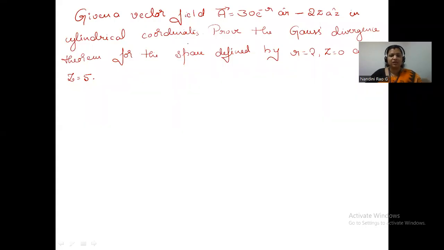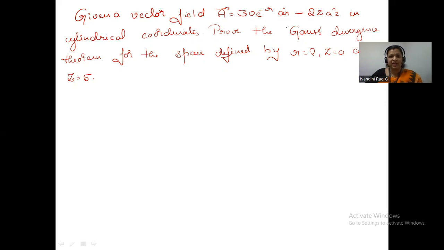Hello everyone. So today we'll be solving a numerical on Gauss Divergence theorem. So the question goes like this. Given a vector field A equal to 30 e power minus r ar cap minus 2z az cap in cylindrical coordinates, prove the Gauss Divergence theorem for the space defined by r equal to 2, z equal to 0 and z equal to 5.